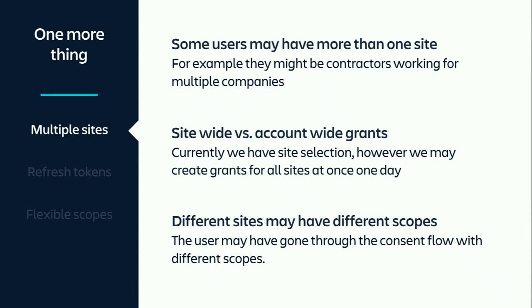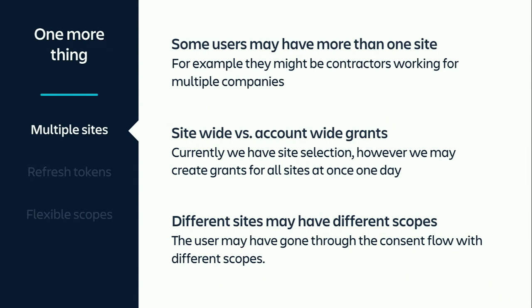This I explained already in more detail. So we have multiple sites. Some users may have more than one site. I can't remember the exact statistics, but it's something like 95% of the users have just one site, and then 5% might have more than one. So most of them have only one, but really you should be able to handle the case where they have more than one. The grants are site-wide. So we only give access to one site at a time.